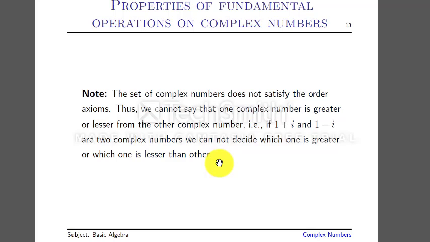As we can decide in the set of the real numbers, we can write 2 is greater than -2, -2 is lesser than 2, 2 is equal to 2. We can write here 1 plus iota is equal to 1 plus iota, but we cannot say that 1 plus iota is greater than or lesser than 1 minus iota. We cannot compare any two complex numbers, which one is greater or which one is lesser. But in the real number system, on the real line, it is easily depicted which real number is greater and which real number is lesser. So, order properties do not hold in terms of the complex numbers.